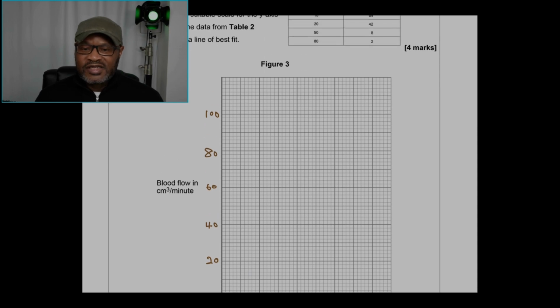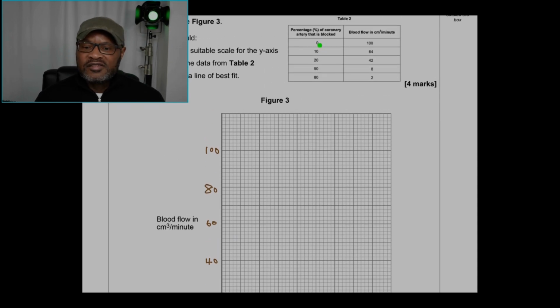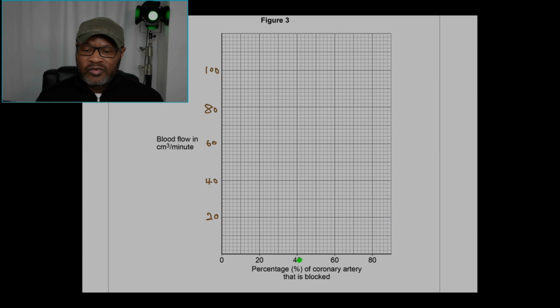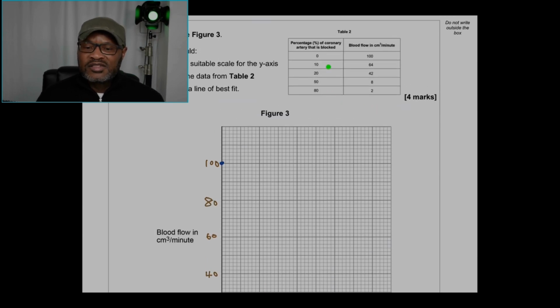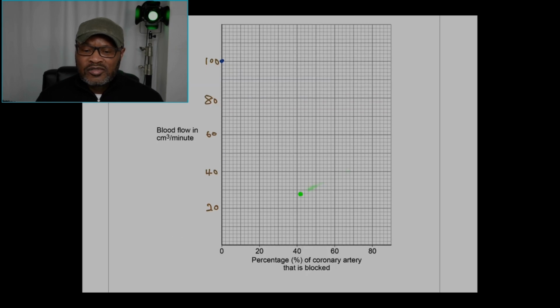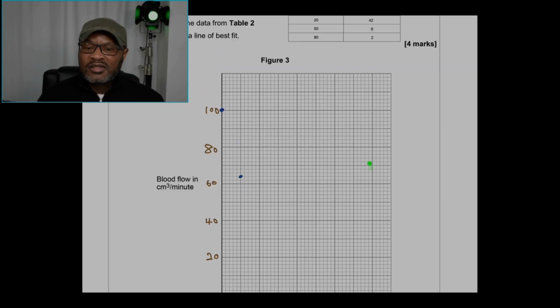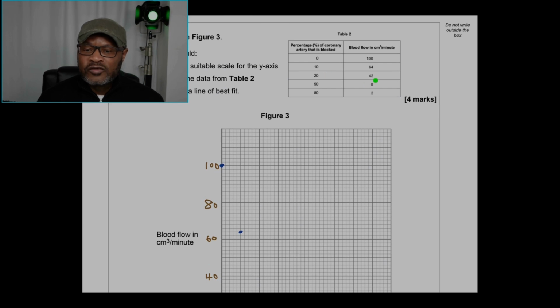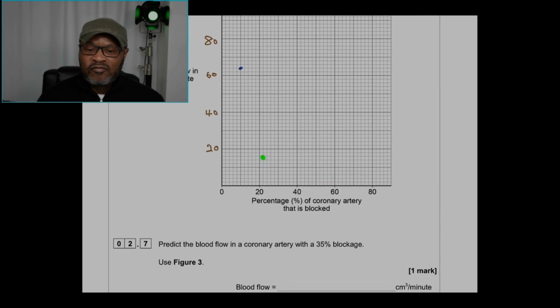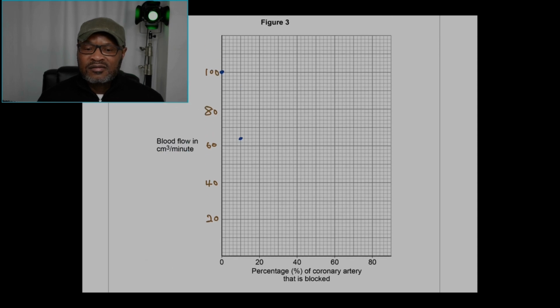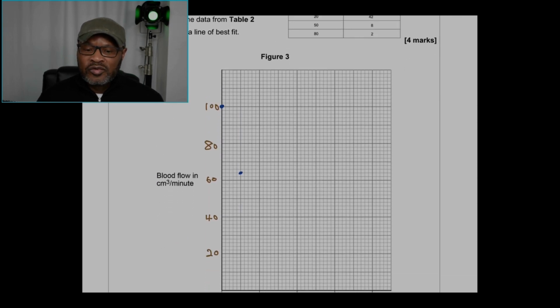Now to plot the data. When the percentage blockage is 0, it will be 100. Now when this one is 10, that is 64. So that's 10, we want 64. That's 60, and each little square is 2, so 62, 64. When this one is 20, that's 42. So we're looking for 20 and 42, because each little square is 2. So that's 0, 2, 4, 6, 8, 10. So 42 will be here.